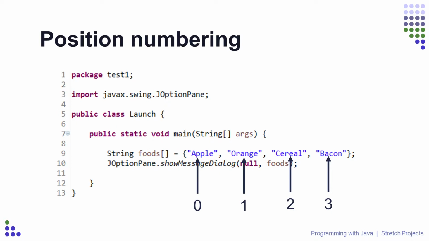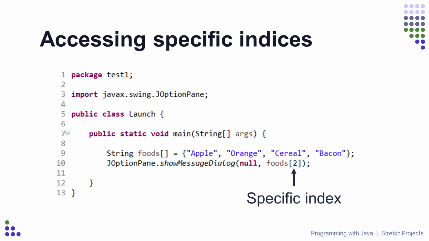Back to displaying specific values though. Now that we know how computers count positions in arrays, if we decided we wanted to display the word cereal from our array, we just need to add the number 2 in square brackets to the word foods when we are trying to display the text. In fact, we can treat the value just like any other variable. So if we had an array of numbers, we could add numbers from different indices together just by using the same format. So we could have numbers 3 equals numbers 1 plus numbers 2. They're all their own unique variables in that sense.